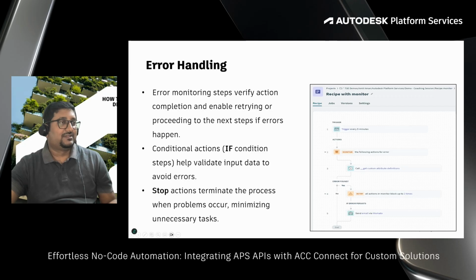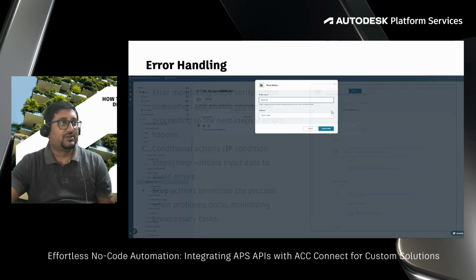We have conditional actions, if conditions, which help you validate the input data. You also have stop actions, using which you can stop the further processing of the job so that you do not impact the further set of actions which are available in the recipes. So here you have a trigger, and you can see there are monitor blocks, and if an error is found, we have retry, and if the error persists, there is a set of actions. So let me take you through a quick video to show you how this works.